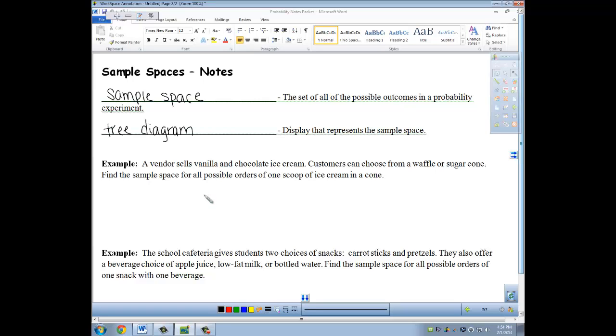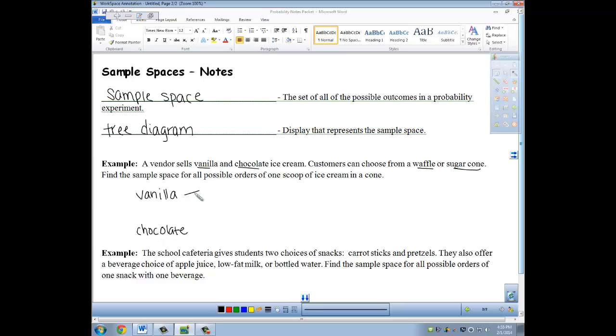So example 1 says a vendor sells vanilla and chocolate ice cream. Customers can choose from a waffle or a sugar cone. We want to find the sample space for all possible orders of one scoop of ice cream and a cone. So we want to see every option that you can get with those two ice cream choices and those two cone choices. So first, you can choose your ice cream. So we can choose from vanilla or we can choose from chocolate.